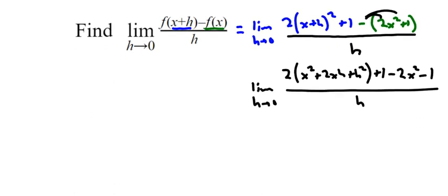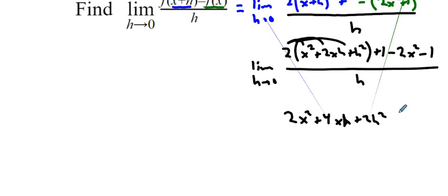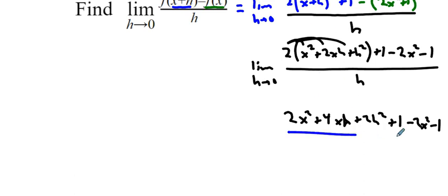Okay, let's give ourselves some room to work. Okay, let's simplify some more. I've got this 2 in front of these parentheses. So I'm going to distribute all of that. Let's see what we get. That gives me 2x squared plus 4xh plus 2h squared plus 1 minus 2x squared minus 1. And then all over h. And still that limit in front.